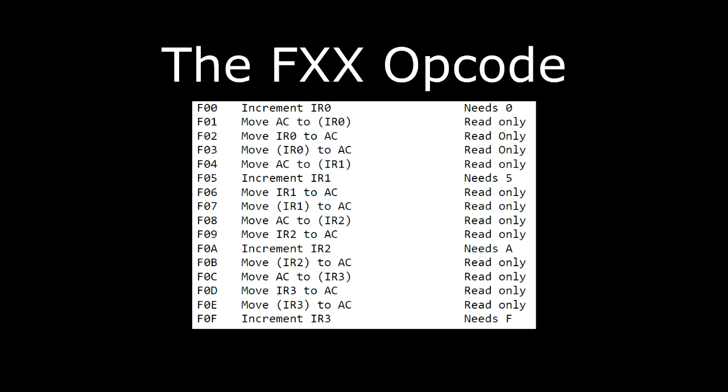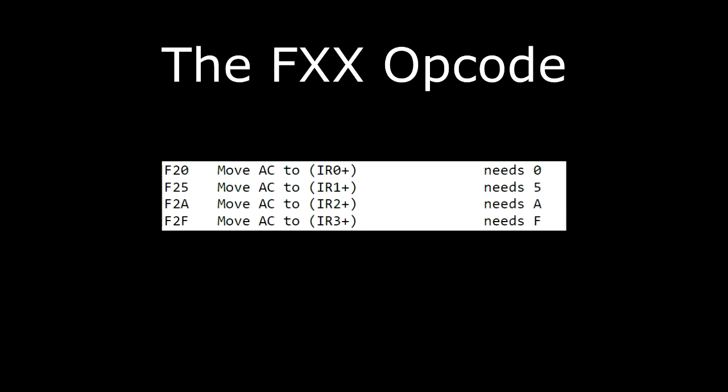So if we look at, for instance, F01, move accumulator to, now the parentheses mean the address specified by IR0, okay? So if IR0 has 27 in it, what that instruction is going to do is take the contents of the accumulator and store it in location 27. Let's go down to the F20 instructions. Now we've got an auto increment on that, a post increment. Move the accumulator to the address specified by IR0 and then increment IR0.